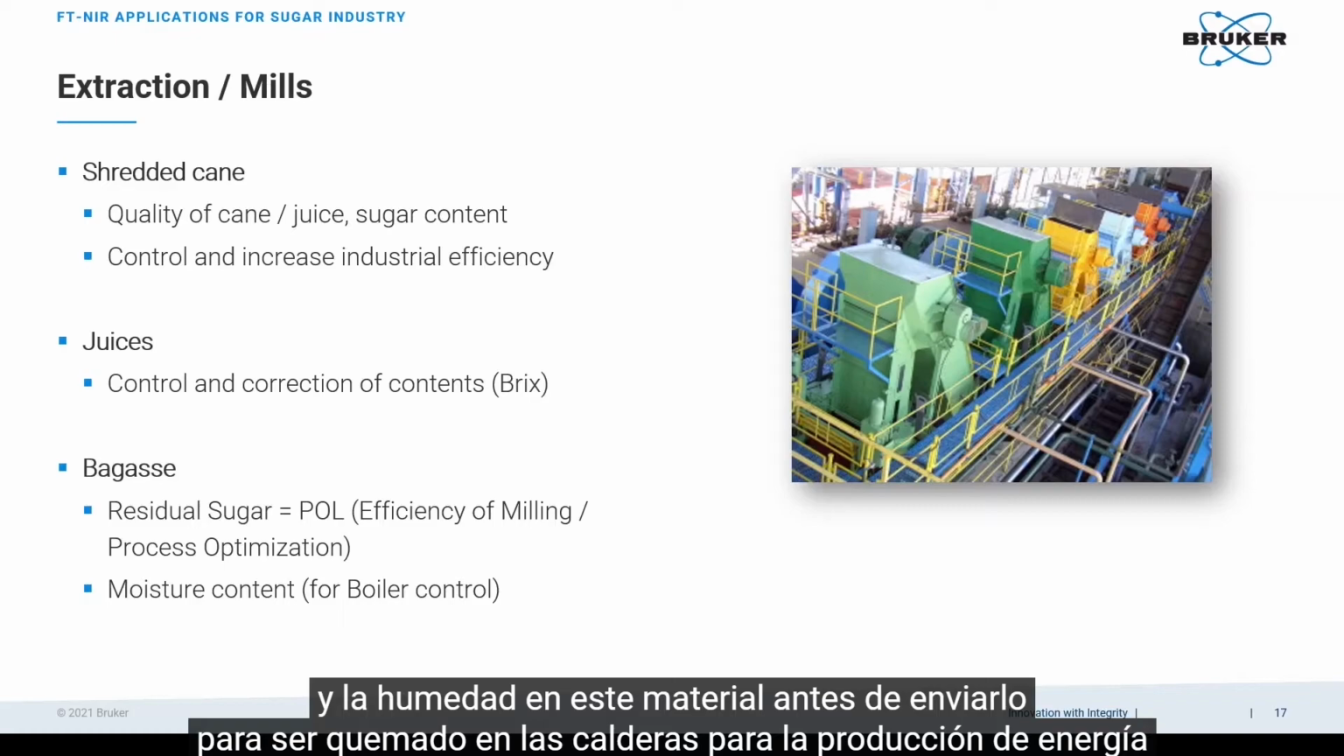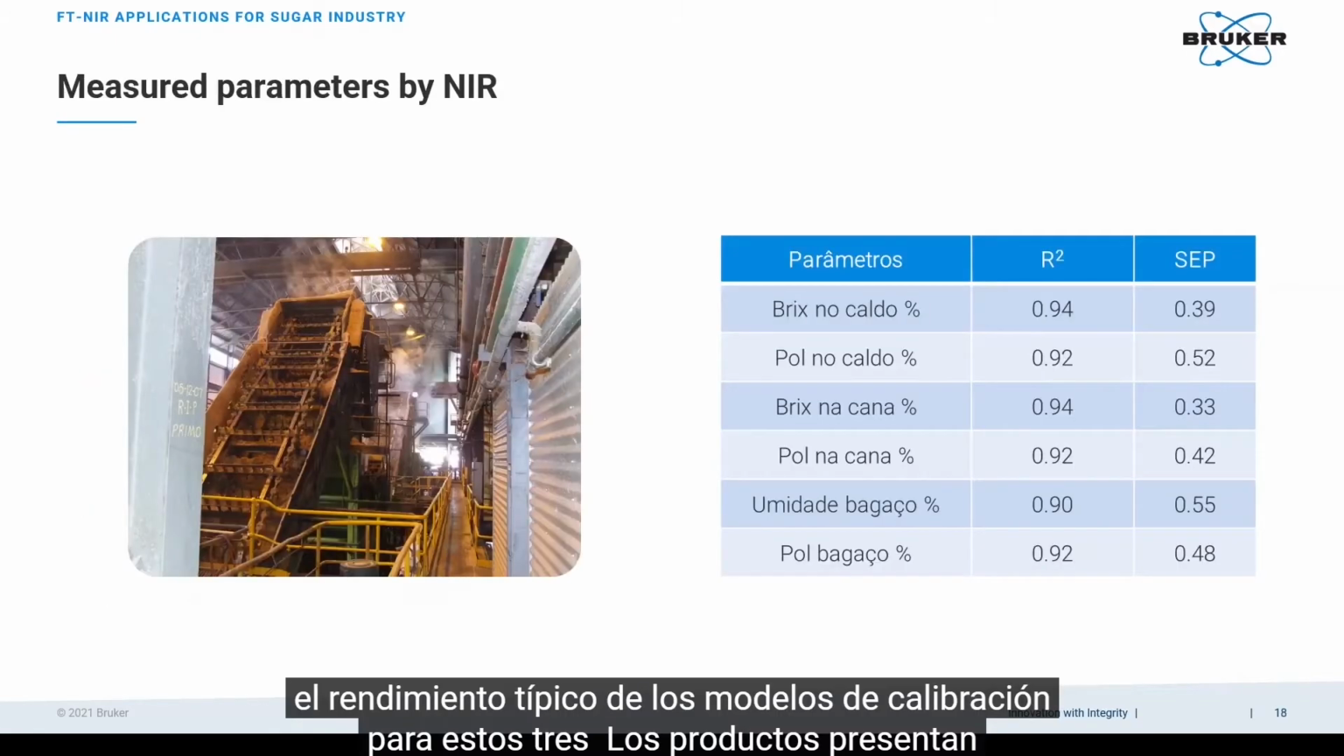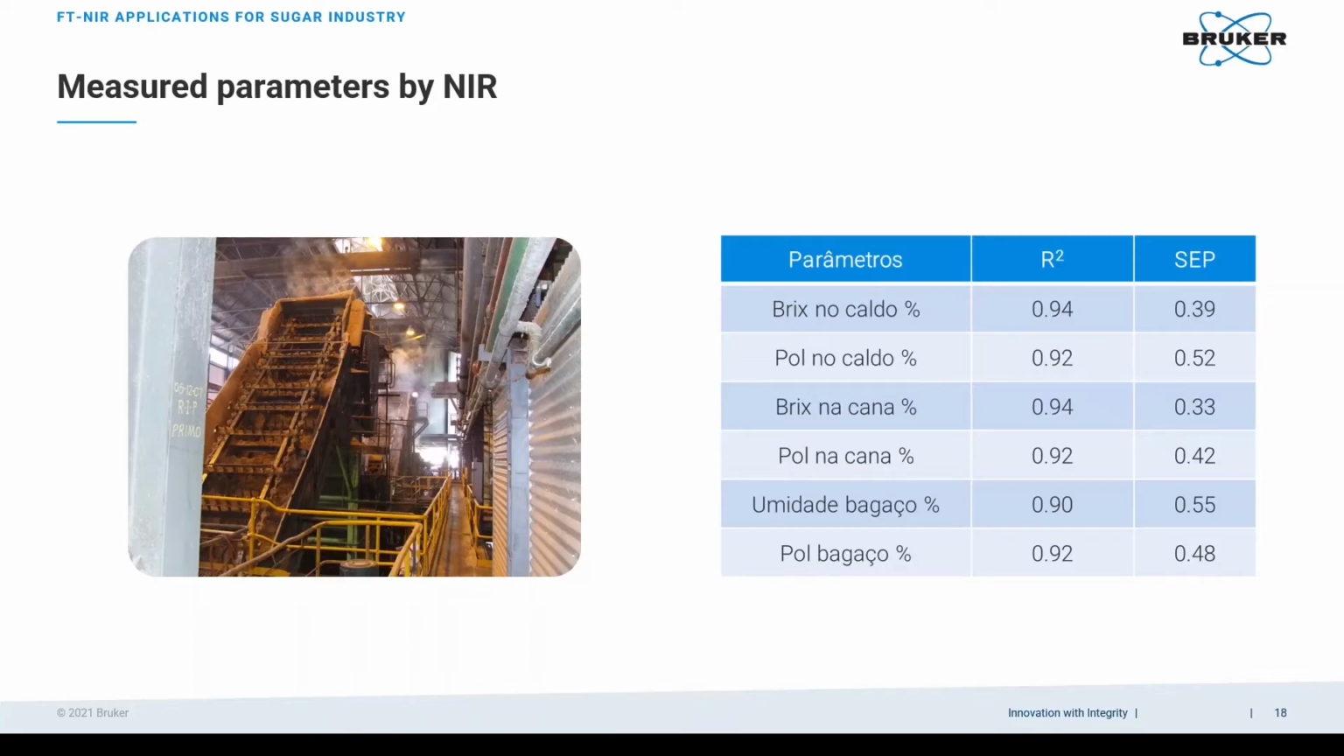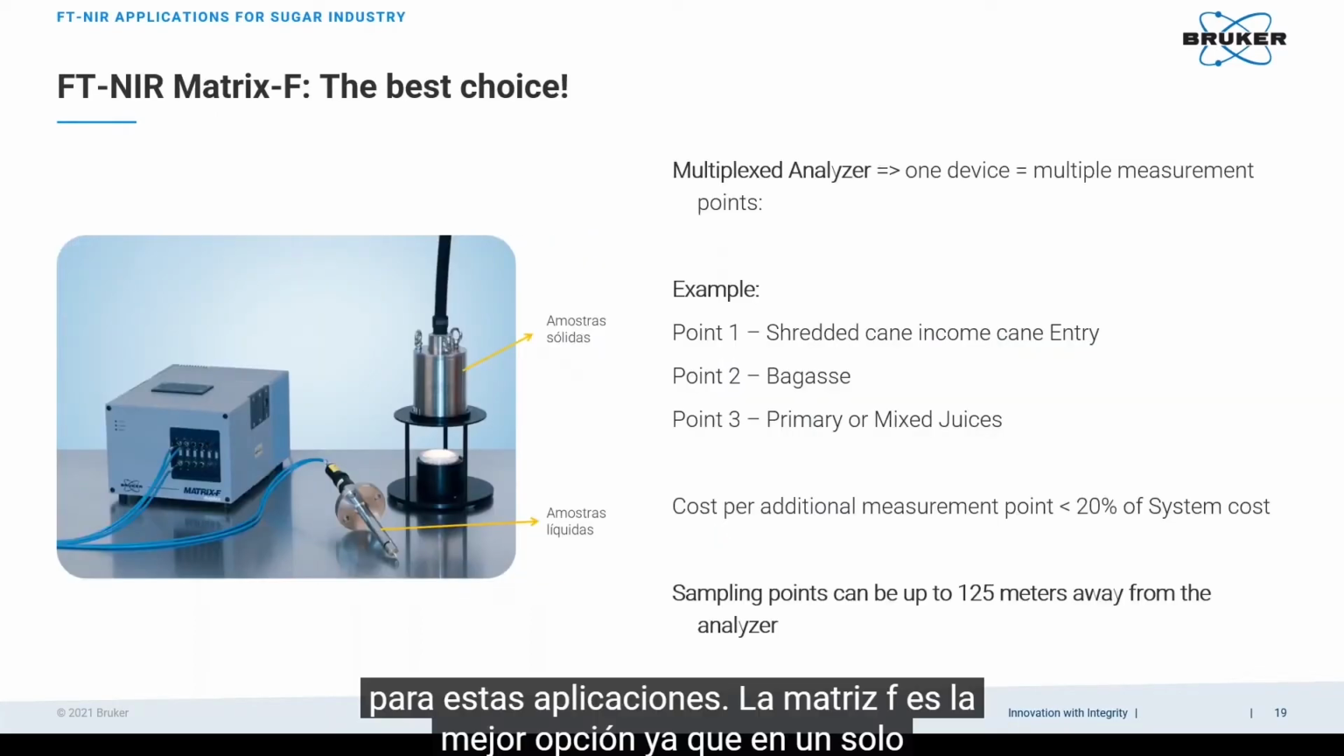for energy production. The typical performance of calibration models for these three products presents high correlations and standard errors very similar to the ones provided by the QC lab. For these applications, Matrix F is the best choice.